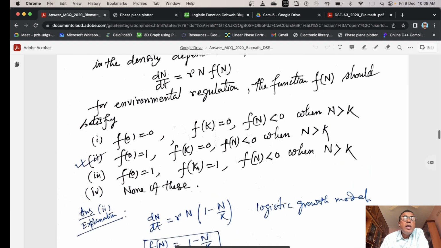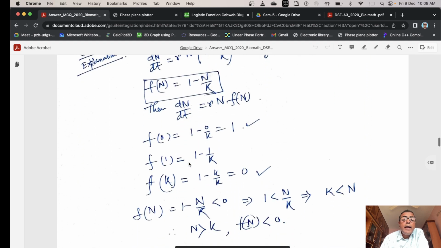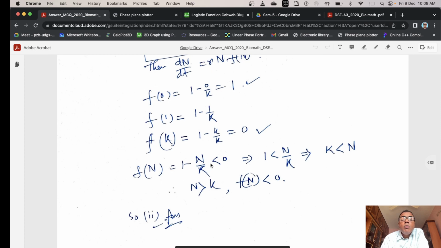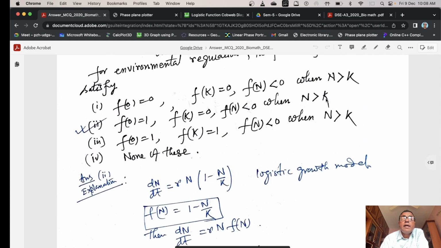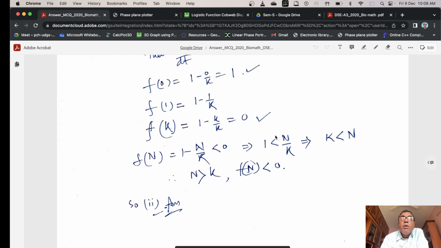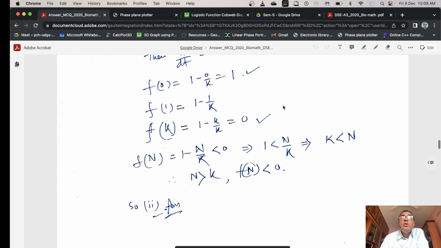So in option 2, F(0) equal to 1 and F(K) equal to 0. And F(N) is 1 minus N by K, which is negative when N is greater than K. F(N) is negative means 1 is less than N by K, that is K is less than N, so N is greater than K. When population density is greater than the environmental carrying capacity K, then we get F(N) less than 0. So our correct option is 2.